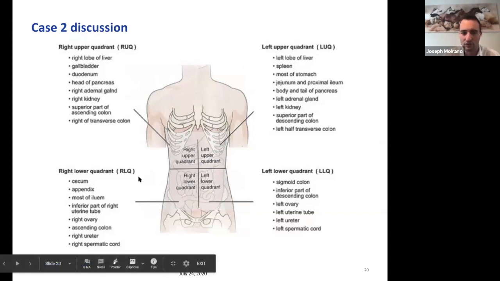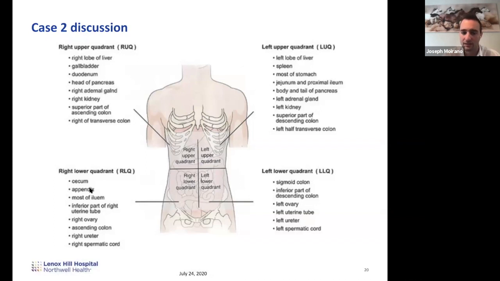The right lower quadrant is going to be things like the appendix that we saw in the last case, and portions of the ascending colon. For females, it could be problems with the ovaries or the uterine tubes. And then the left upper quadrant can be problems with the spleen, because the spleen is located right here. The left kidney lies in this region, as well as the jejunum and the proximal ileum. So a couple of different things based on those. It's important to have these ideas in your mind when patients are telling you where their pain is located.